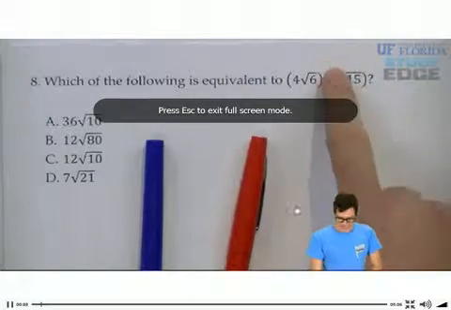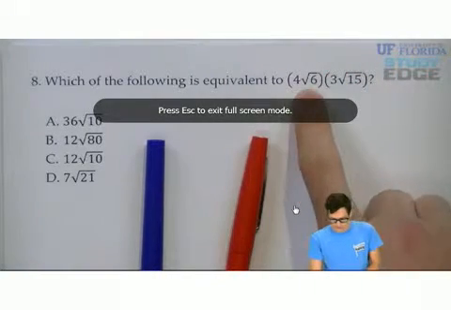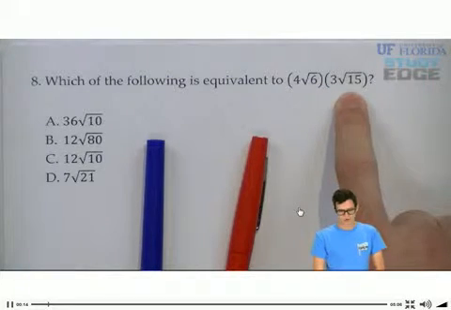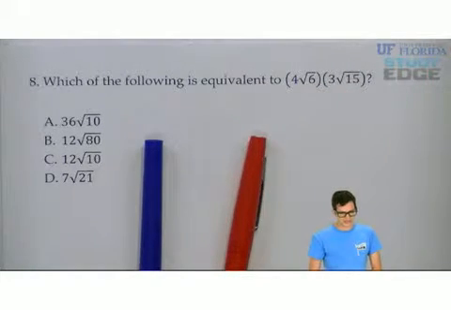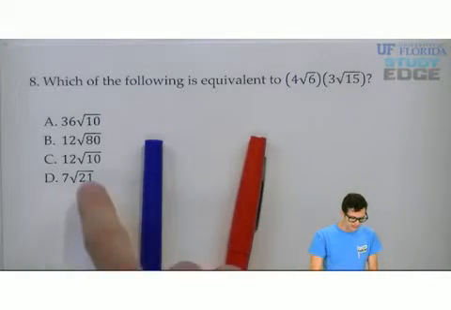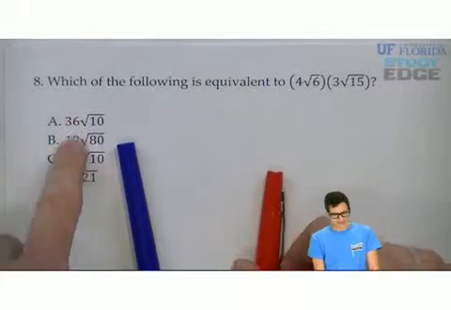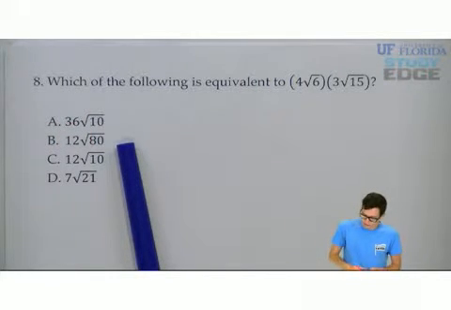Alright, so this is 4 square root 6, multiplied by 3 square root 15. We're multiplying those two together. Now again, look at your answer choices. What do I see? I see that I only have one square root and one number outside in all of my answer choices. So that's what I'm going for.